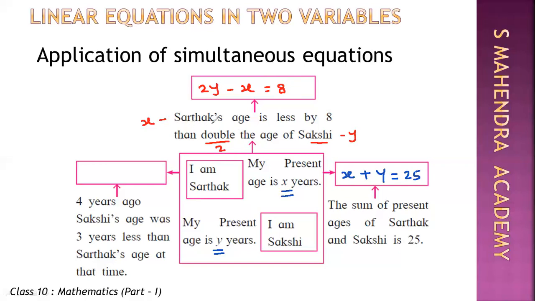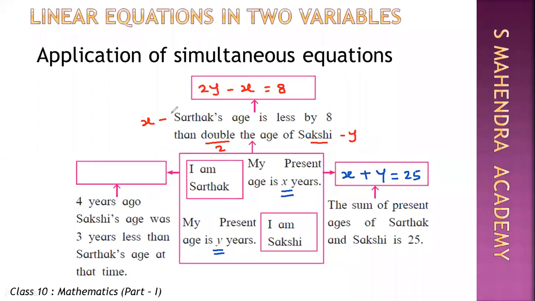Here the condition is satisfied, that is, Sarthak's age is less by 8 than double the age of Sakshi.